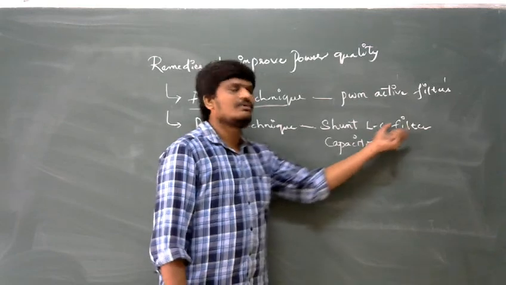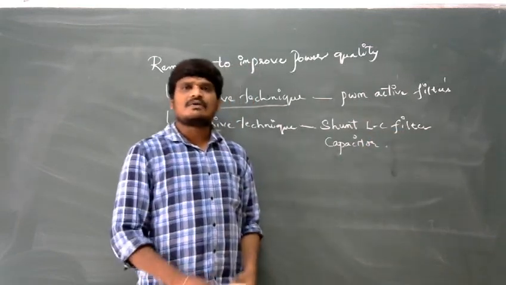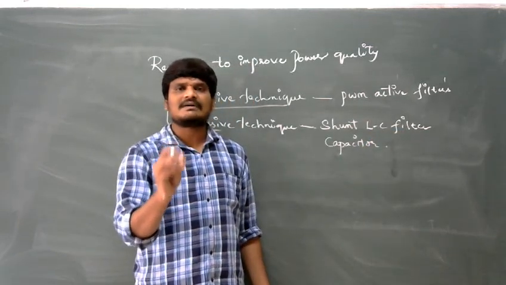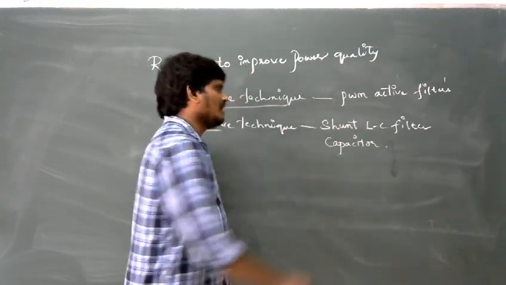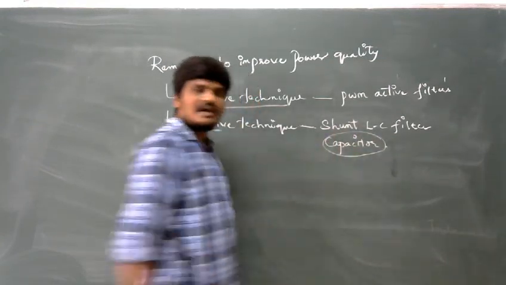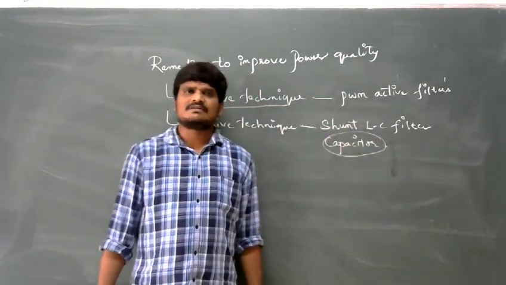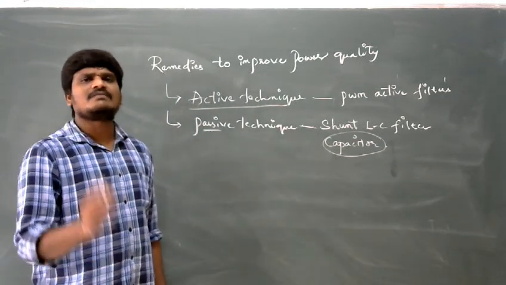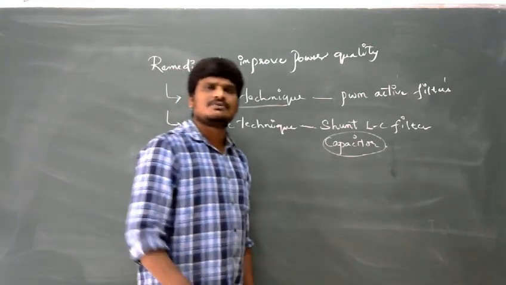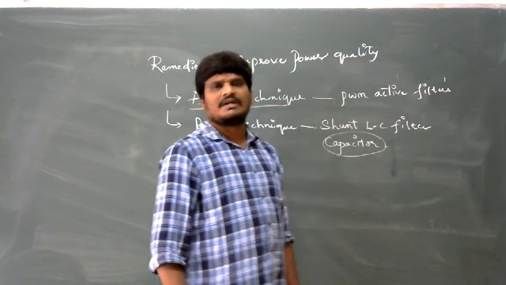Shunt inductive capacitive filters. And if I want to improve the power factor correction of that particular system, I can connect a capacitor in it. This is one of the methods, one of the compensation techniques which are used to reduce the power quality issues.